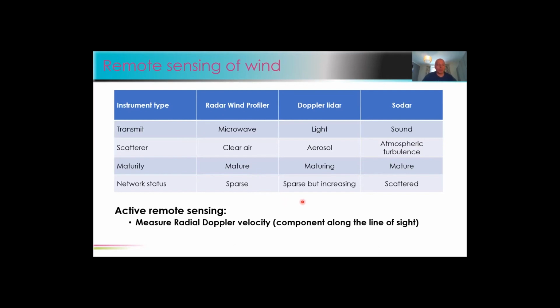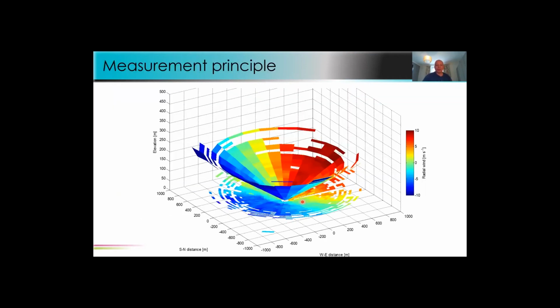Okay, so the main thing we're doing with any of these instruments is measuring the radial Doppler velocity. So what does that look like? If I'm looking at the bottom part here, this would be a 2D plot of what you would measure if you were scanning horizontally. The wind speed goes from blue, which is negative, to red, which is positive. You would then be able to identify the wind direction from this. However, what we really want is the vertical profile.